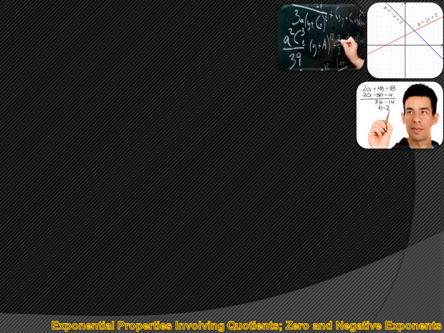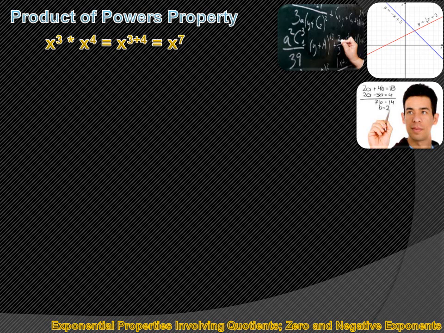Let's quickly review the exponential properties that involve multiplication, and then we'll introduce you to some exponential properties that involve division. In the last lesson, we talked about the product of powers property, and that just means that if I have a variable like x raised to a power, like 3, and I multiply that times x raised to another power, my answer is going to be x raised to the sum of those two powers, x to the 3 plus 4 power, or x to the 7th.